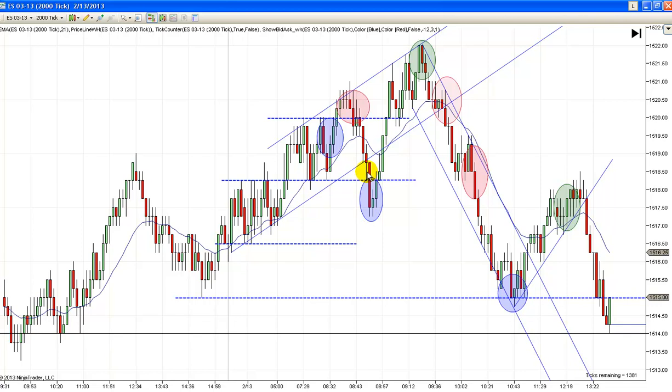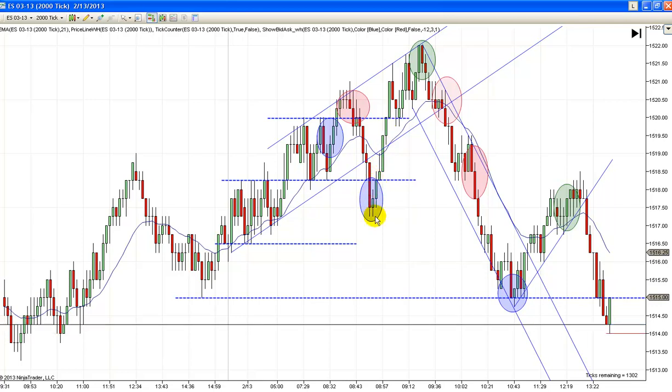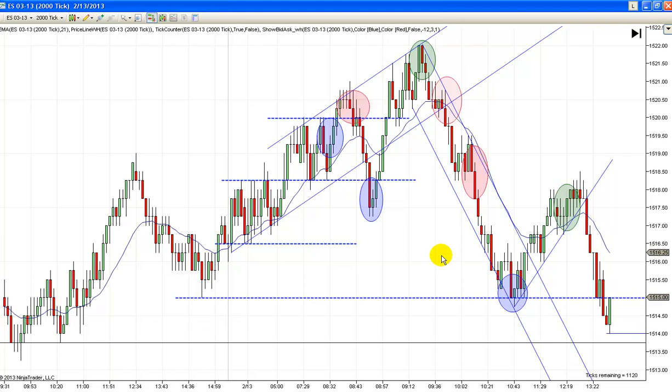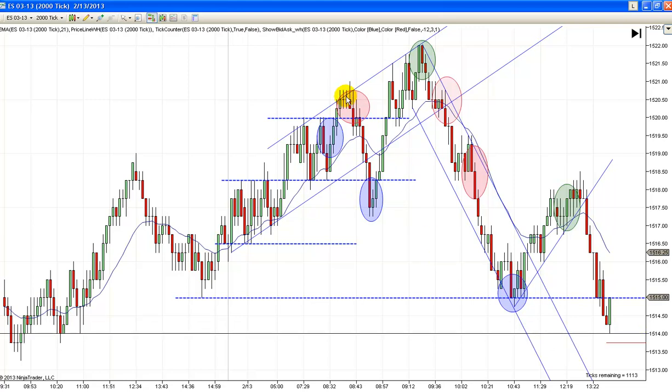You're probably looking to exit right here when this is set up, but you could have got a little more out of it depending. You could have waited for this bar and then moved your stop right above it, and then you would have got stopped out and gotten most of that move. And that's a great setup.